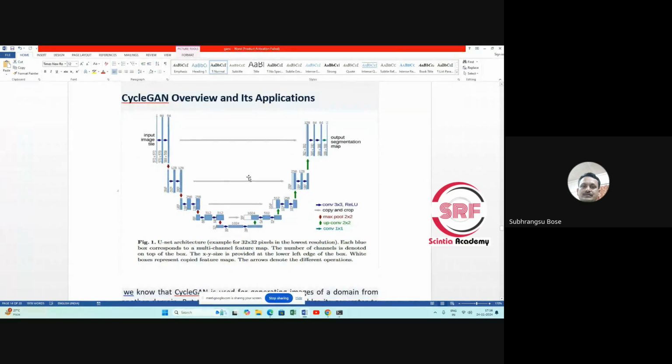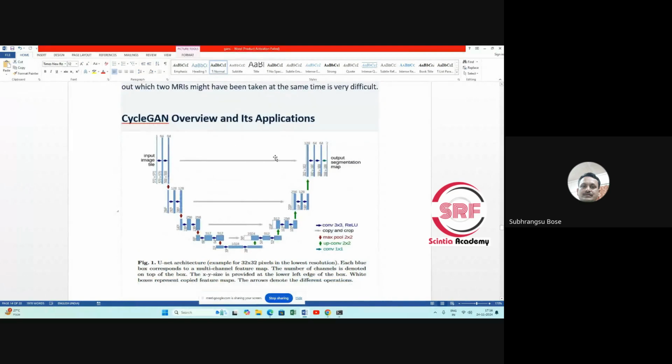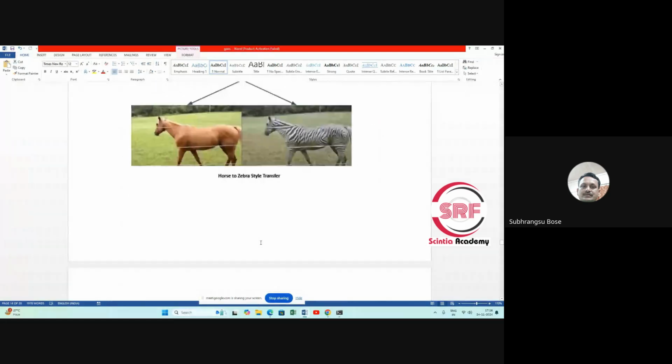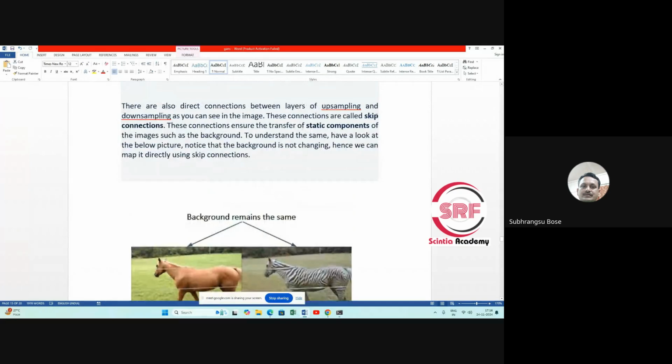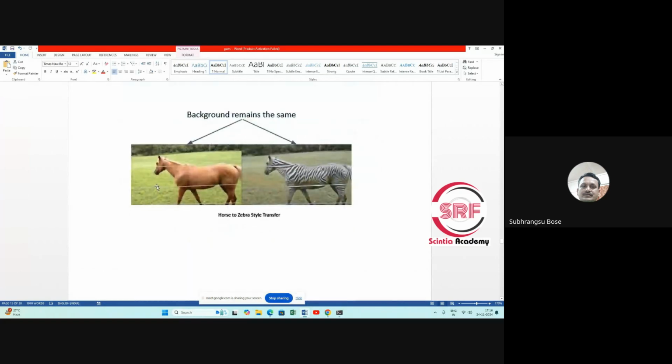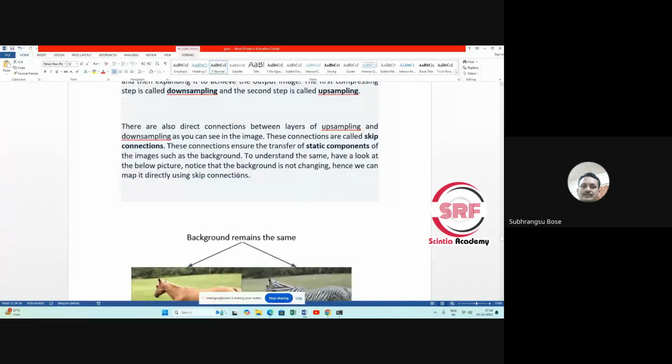This system exists in cycle GAN. That's why it is cyclic. There is a connection called skip connection. These connections ensure the transfer of the static component of the image, such as background. This is a static component. There is no need to change it from this one to this one. To understand the same, have a look at the below picture. Notice that the background is not changing. Hence, we can map it directly using skip connection.